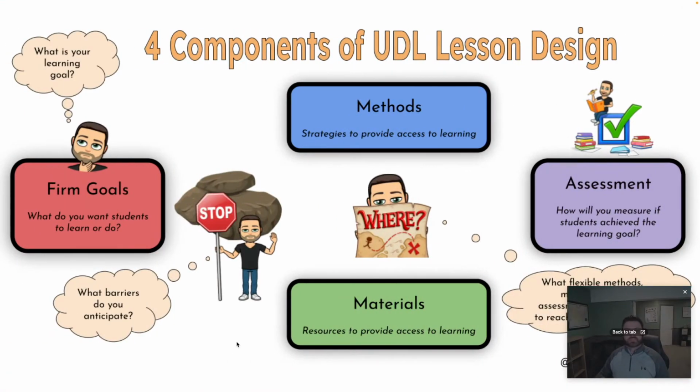One of the things I was thinking about is the whole idea that UDL lessons really have four components, right? Firm goals, and methods, materials, and assessments that are flexible. So often learning begins with, what is your learning goal? And then you often think about, what barriers do you anticipate? Usually there's some type of access barrier, meaning being able to access materials, access learning. And then there's engagement barriers, where you may need to make content relevant or more engaging for students. And you use methods and materials and assessments to provide some flexible pathways in order to get there.